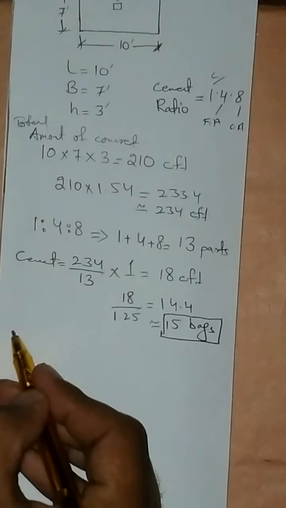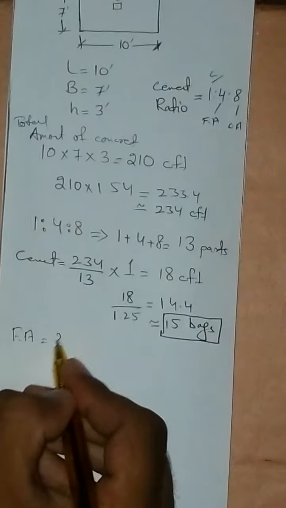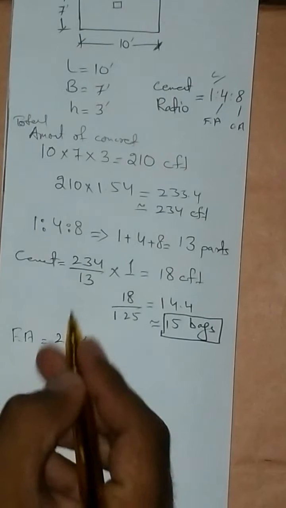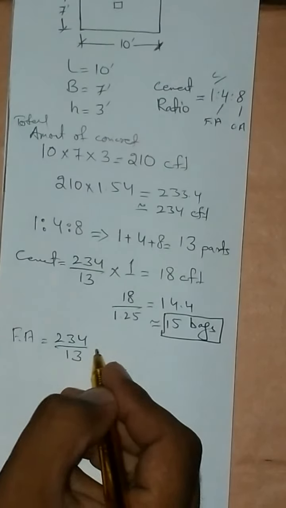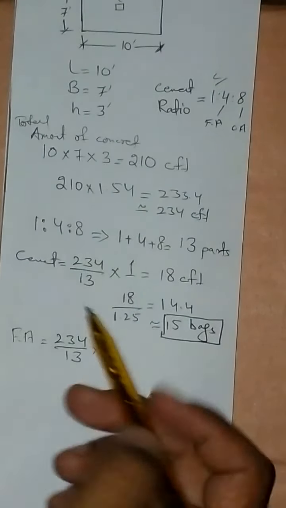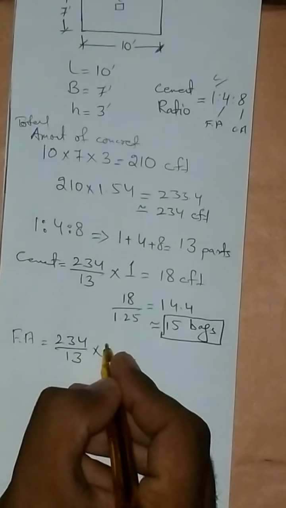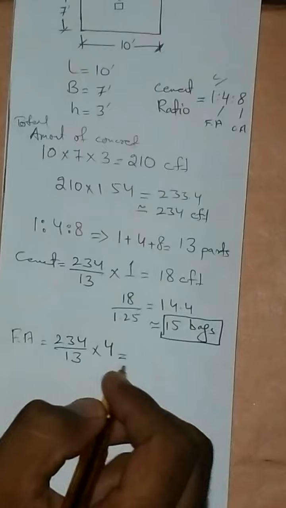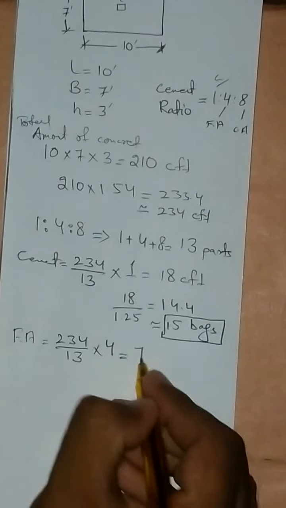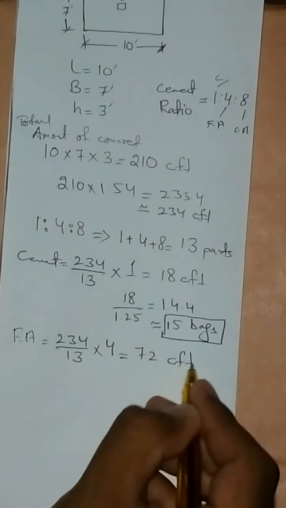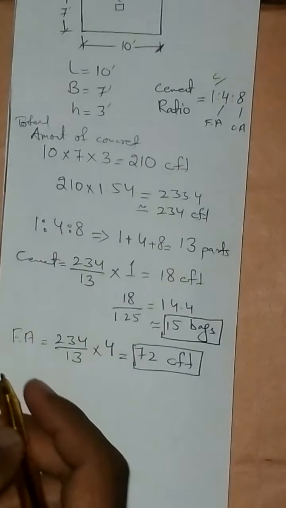Now to calculate the fine aggregate, with the same procedure: 234 divided by how many parts? Total 13 parts, multiplied by 4, because fine aggregate has 4 parts in this ratio. Now how much will it be? It will be 72 CFT. Okay, we have calculated the amount of fine aggregate.